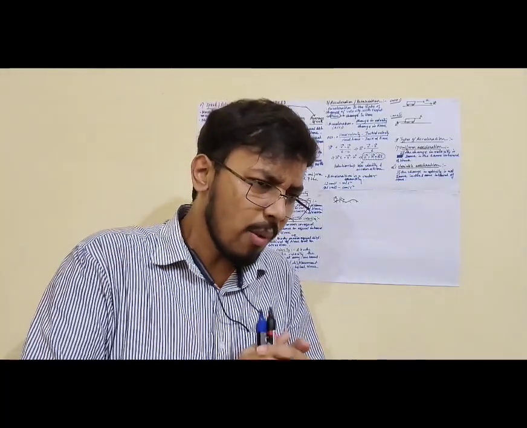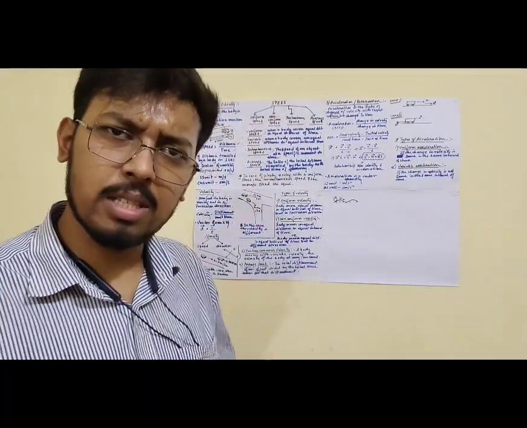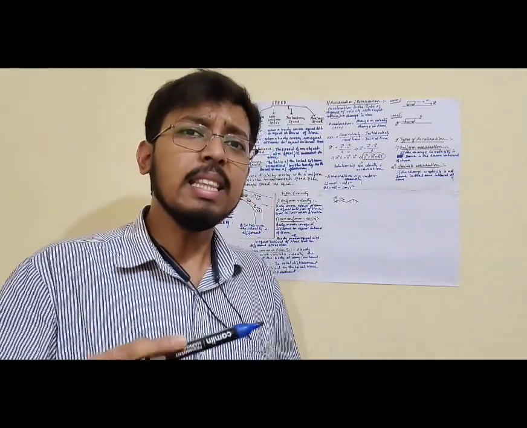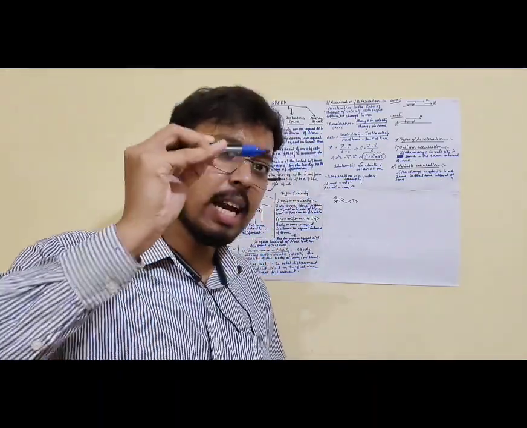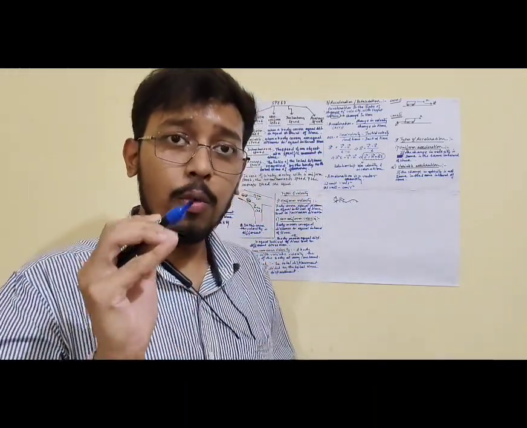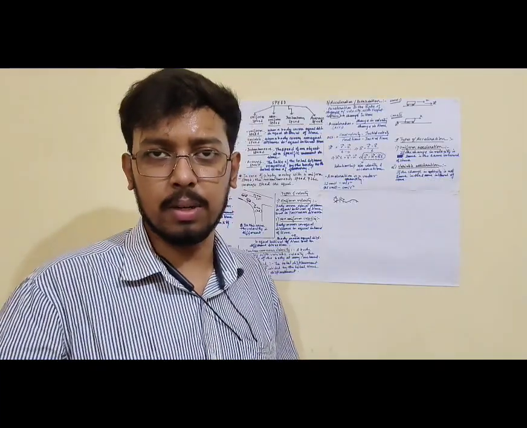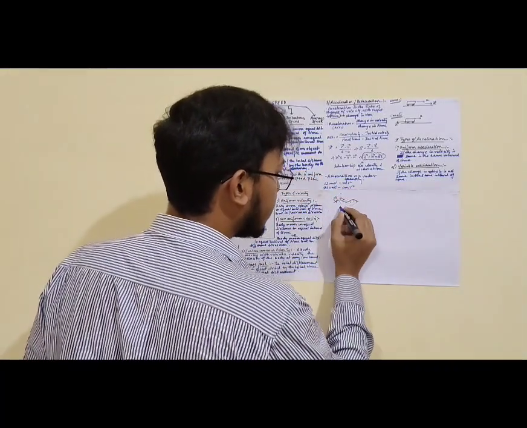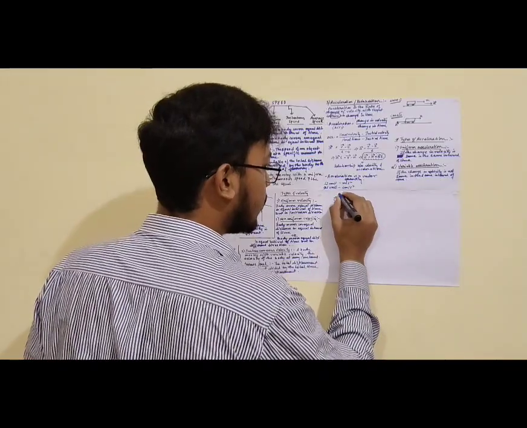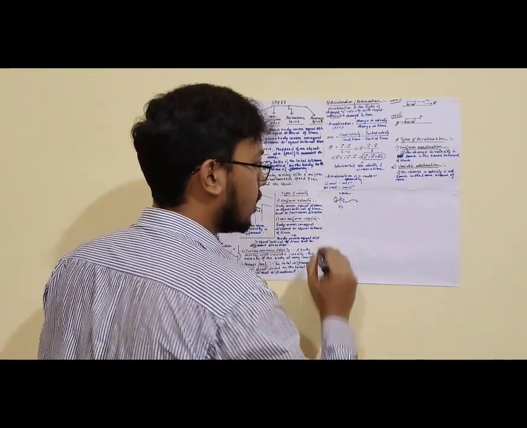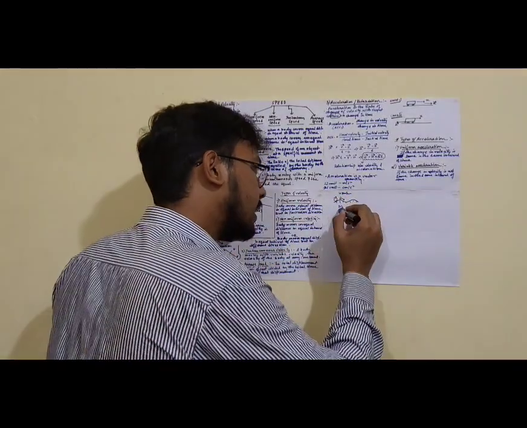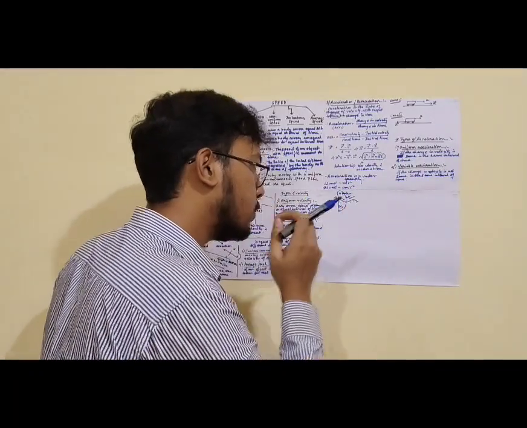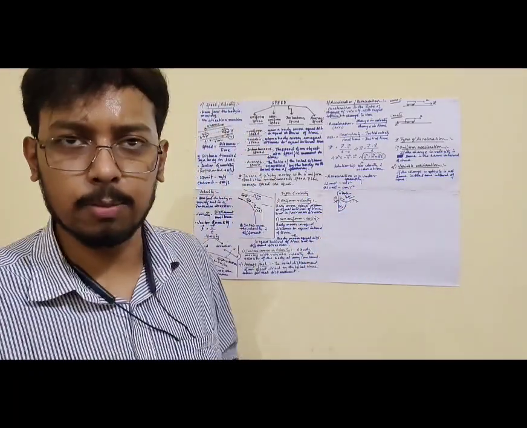Now, if a body is moving in variable speed, then the speed at any instant of time we will call instantaneous speed. For example, at this instant, say 2 seconds, its velocity is 4 km per hour. Then we can say that at this instant of time, this speed is known as instantaneous speed.